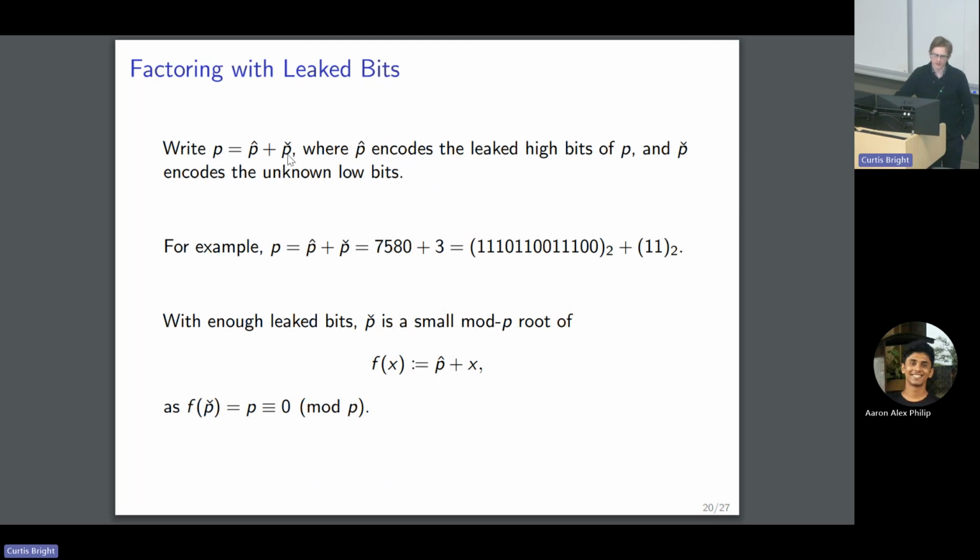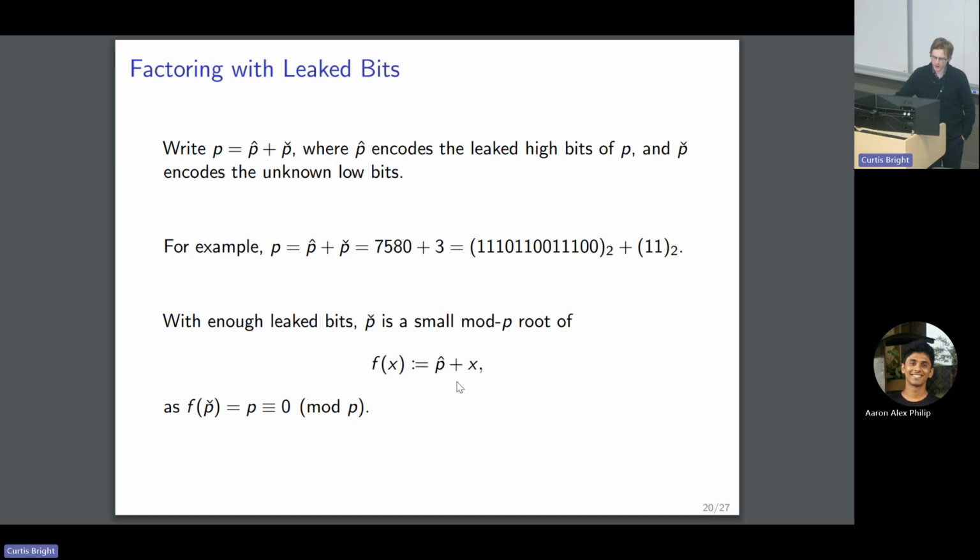Right, so it's going to be p hat plus p check. P hat is the high bits, p check is the low bits. Let's say we know a lot of the high bits and we don't know the low bits, and we want to find them, and there's a limited number of them. An extreme example: let's say we know almost all the bits of P, it's 75, 80, and the low bits of P we just don't know, 3. So there are 2 bits encoding the low bits, just the number 3.